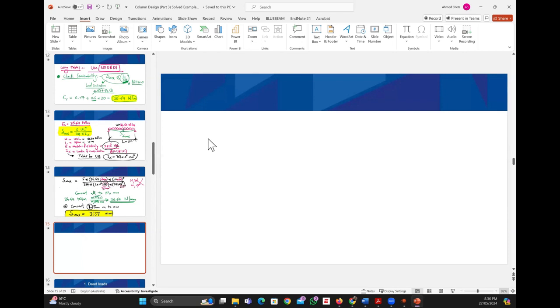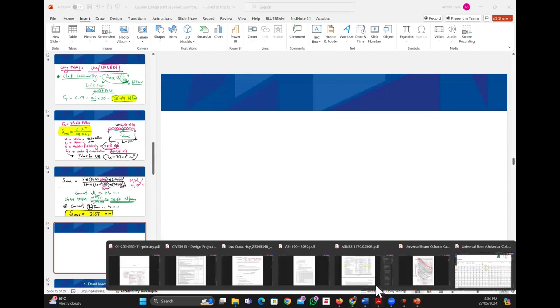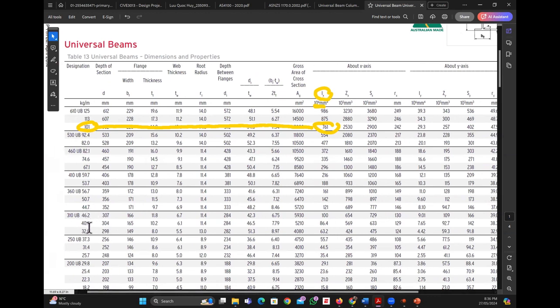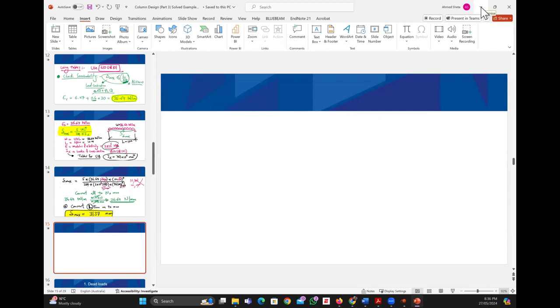So 4,500. How much is your section? We recognized that we needed to change that, so I haven't figured it out yet, but our beam is 310 UB 32.0, sorry. So the deflection should be 8.78 millimeters, based on the numbers you mentioned. Okay, thank you. No worries.